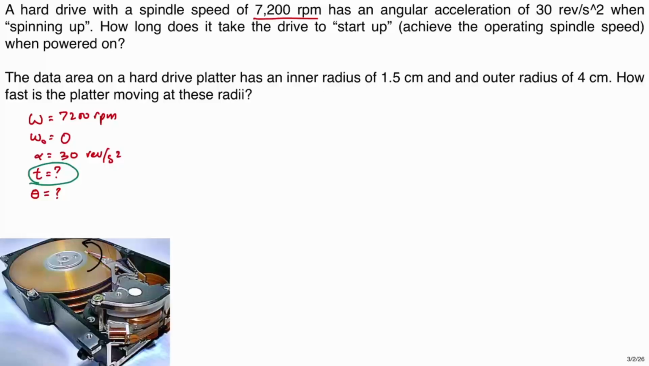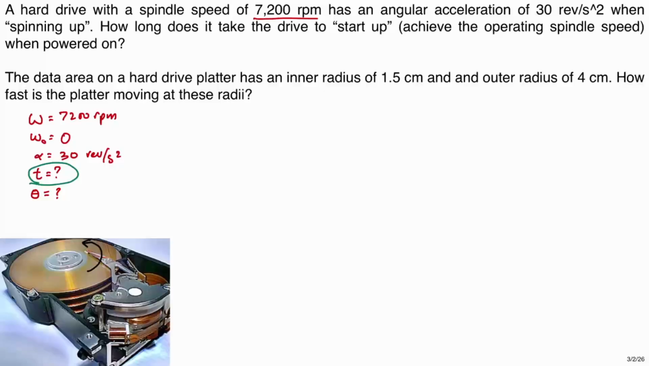Okay. We do need to convert some units. We'll do that, okay? But let's strategize real quick. How are we going to get time if we know omega, omega naught, alpha, and T? Turn to your neighbor, tell them which toolbox equation you're going to use. Go.